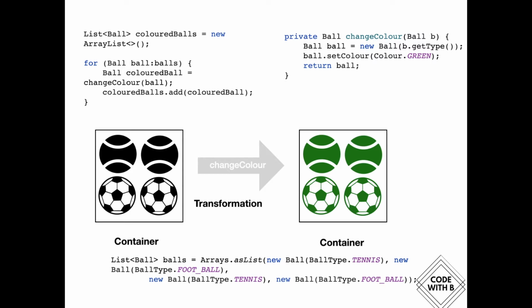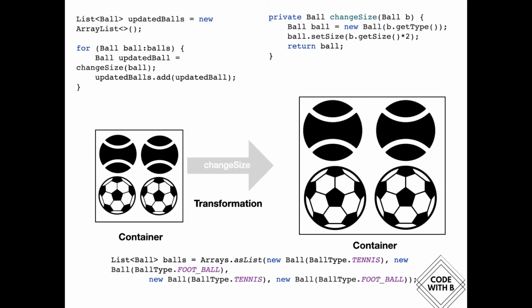So in this case, we will have two array lists. One is the existing balls list and another one is the colored ball. Now, if we change the transformation to change of size, so instead of changing the color, you need to change the size of the balls. Again, you will have to do the same thing. Only difference would be that you need to apply a change size instead of change color method.